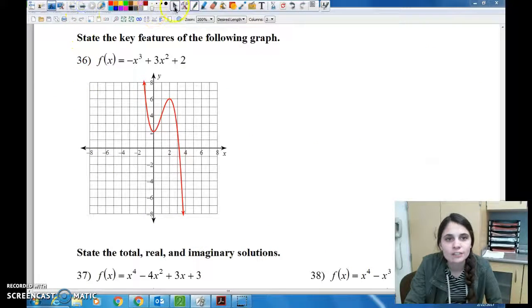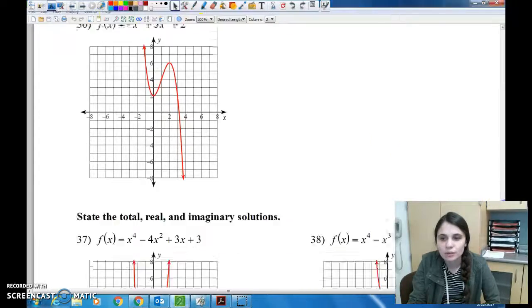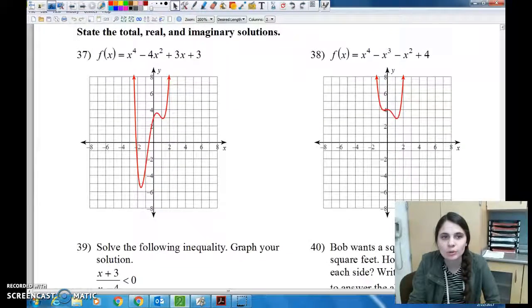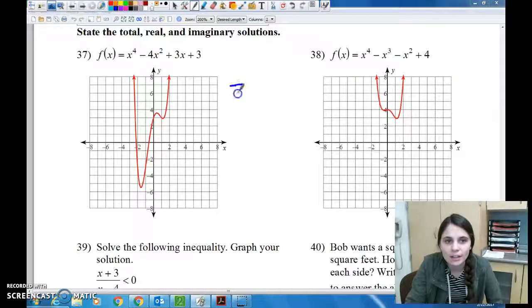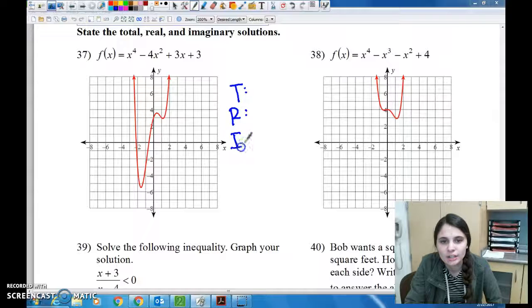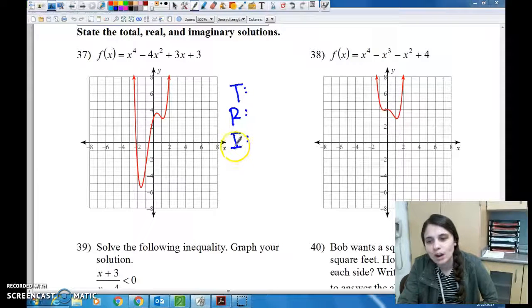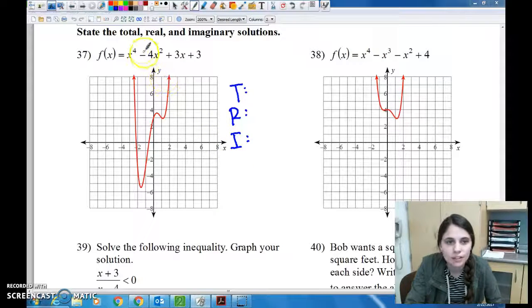37 and 38, from my experience, are two that people generally are pretty confident in doing. So we're stating the total, real, and imaginary solutions. Total comes from whatever our highest exponent is. In this case, the highest exponent is a 4. So there's a total of 4 solutions.